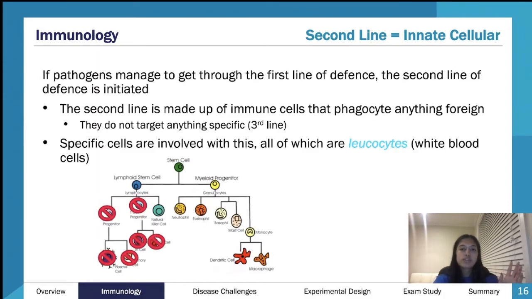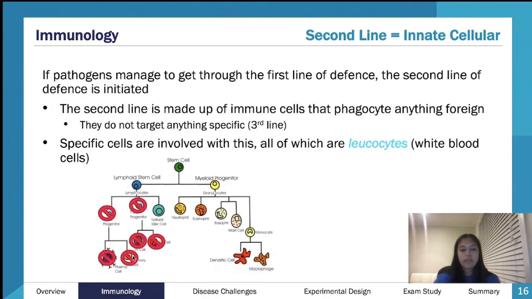Okay, so in terms of your second line, let's think: something's gone wrong with our first line. Maybe we have a big cut. Now we've got pathogens that are entering our internal environment. So this is when the second line kicks in. This is your innate immunity. These are your general leukocytes. Again, this is your one size fits all.